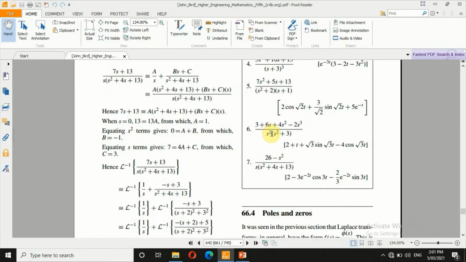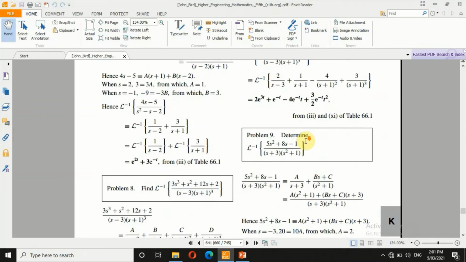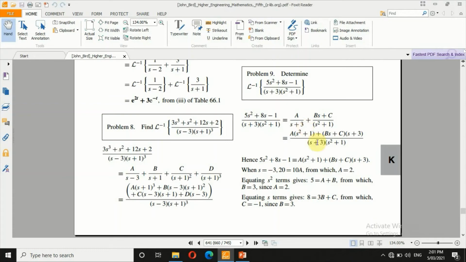And this one too, what about this one? This one will give us A over x plus B over x squared plus, Cx plus D over x squared plus 3. So we are going to break all this down. But before we continue, let's go back to our other lecture delivery and solve this particular problem 8.